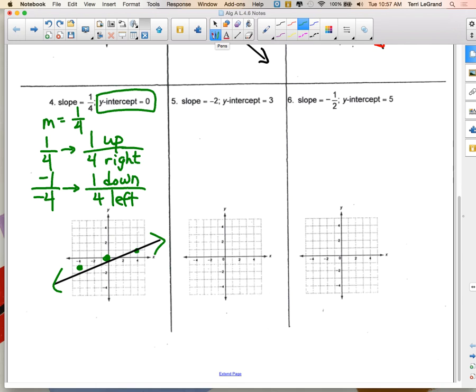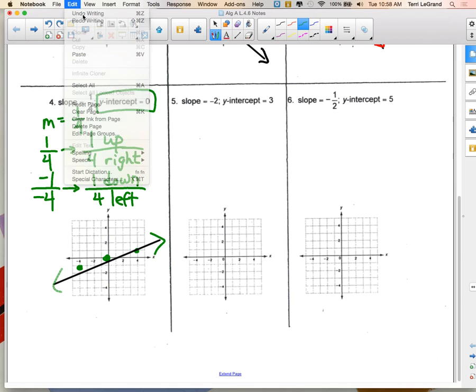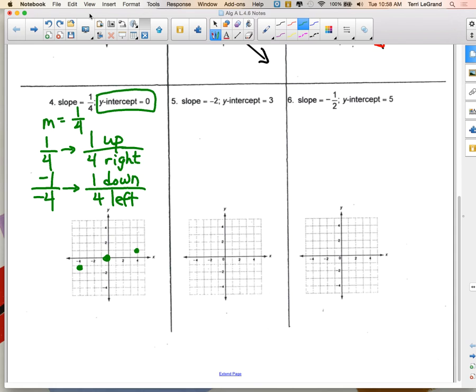Mine is really nice and straight. Oh, it isn't very good, is it? Yeah, thank you. Okay, I will get it better for you. Okay, line. Let's see if I can do it this time. A little bit better, right?